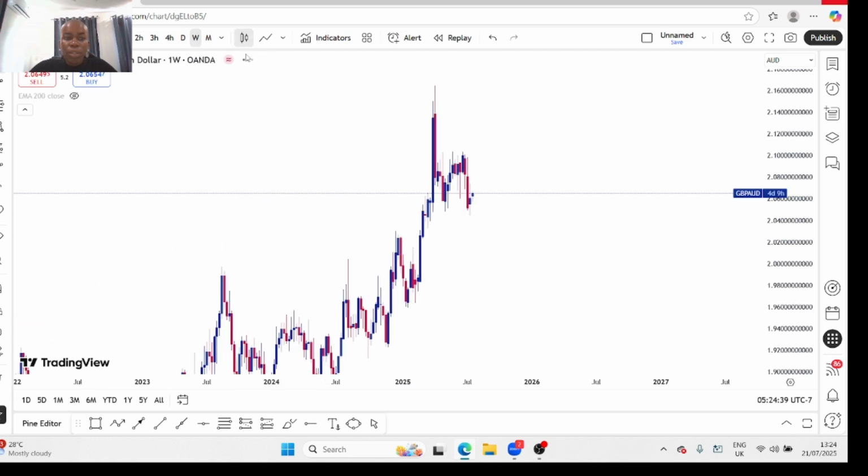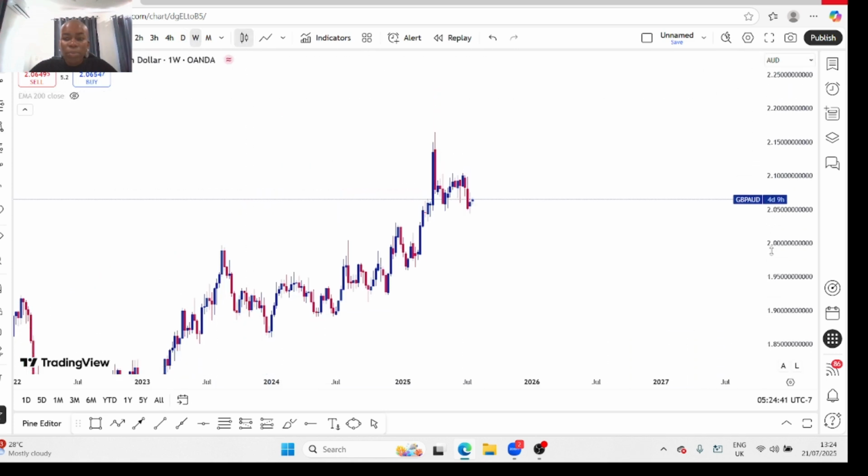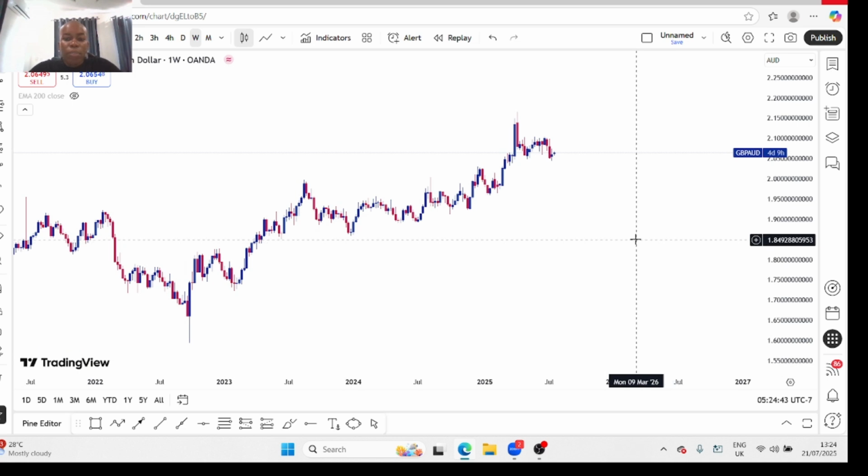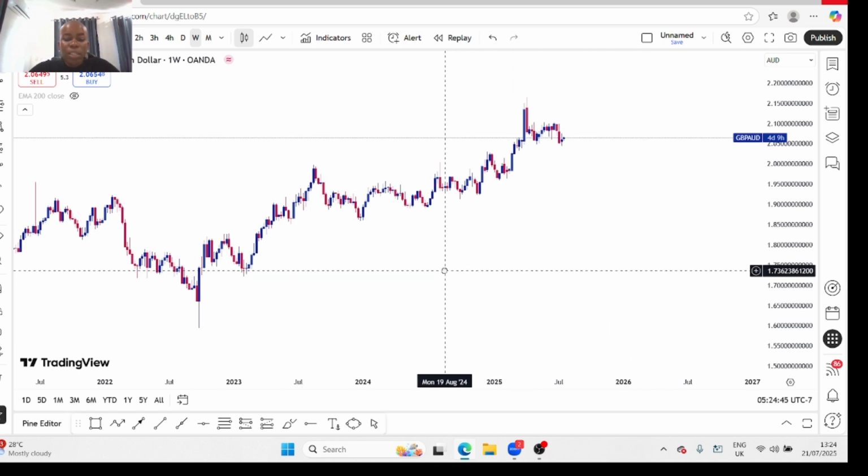From the weekly time frame, from the look of things, you can already tell what the trend of the market is. So usually when you want to trade, the first thing you want to ask yourself is, what is the trend of the market? Is it going up or is it going down? Is it bullish or bearish?